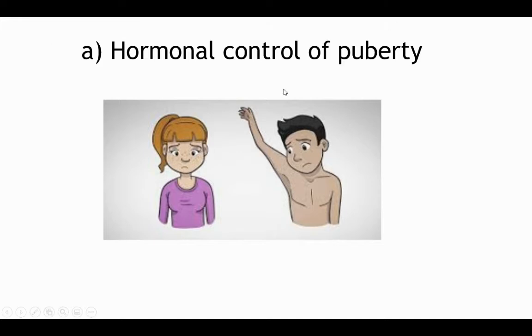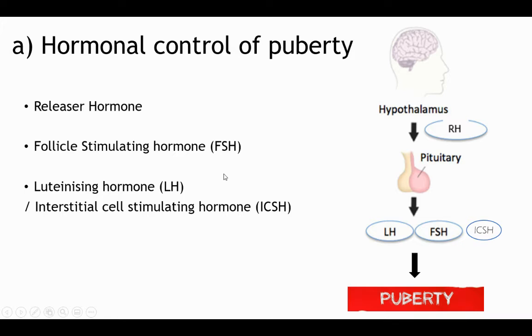Puberty is a wide-ranging thing that happens to the body. There are many things that are not covered by the Higher Human course. The pituitary is stimulated by the release of what's called the releaser hormone by the hypothalamus. So the pituitary gland is stimulated to release follicle stimulating hormone, or FSH, and luteinizing hormone, or interstitial cell stimulating hormone, by this releaser hormone.